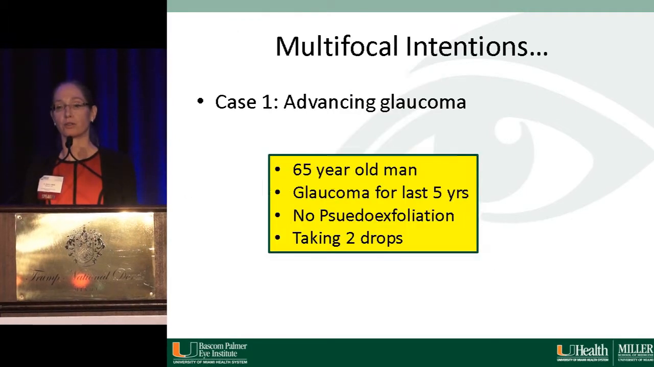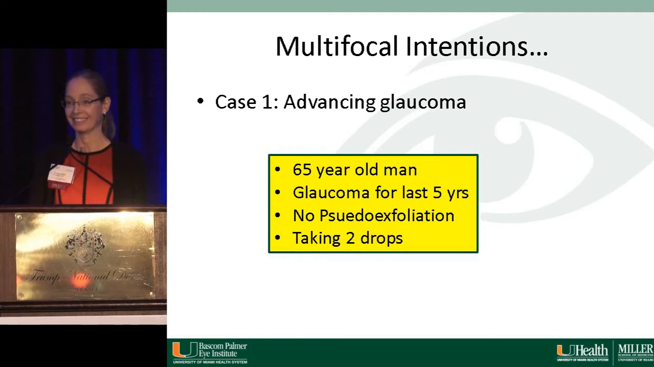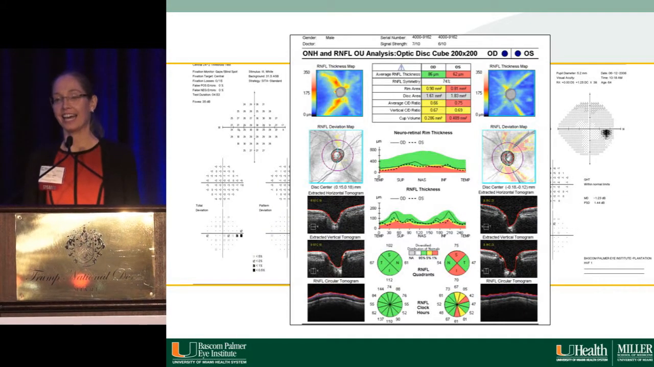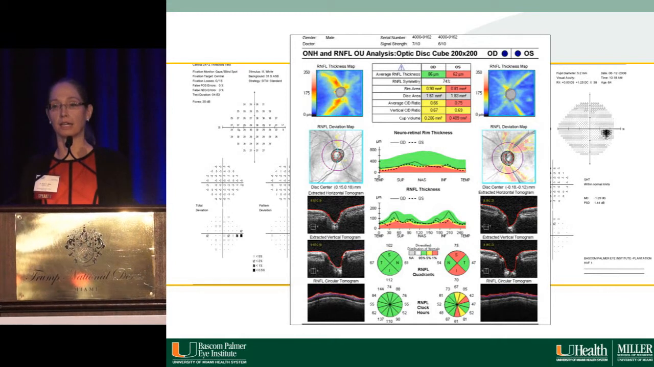I'm going to just show you a short case of a 65-year-old man that came into our office that had glaucoma but was taking only 2 drops, and has a fairly normal visual field. The right eye is completely normal. The left eye has an early nasal step. His OCT, retinal nerve fiber layer analysis, is totally normal on the right and has some significant thinning on the left.